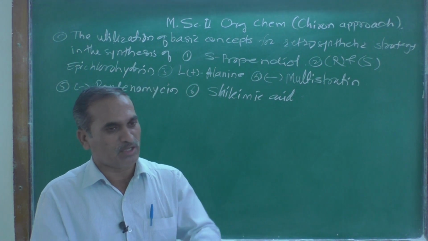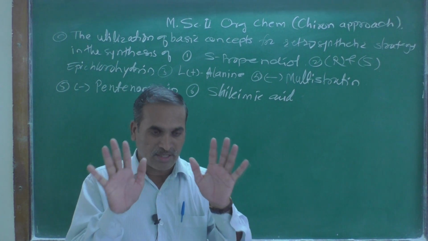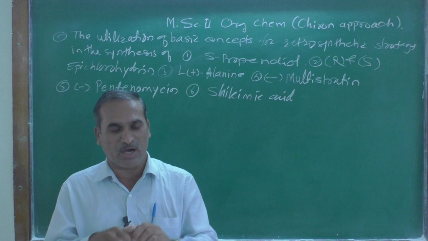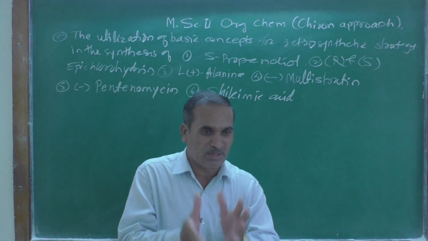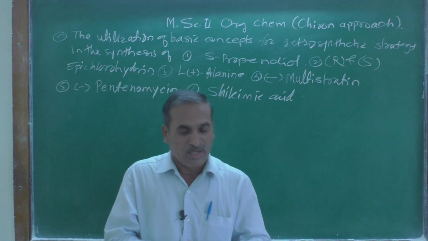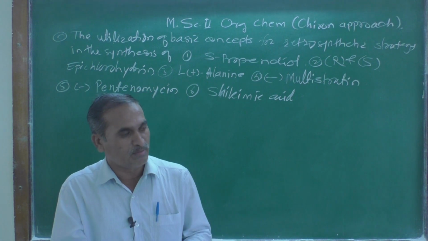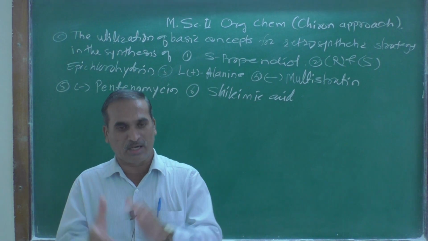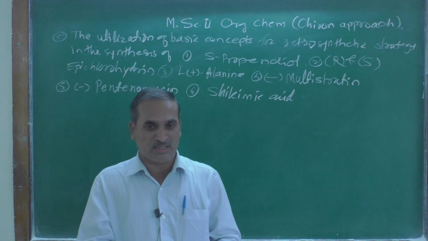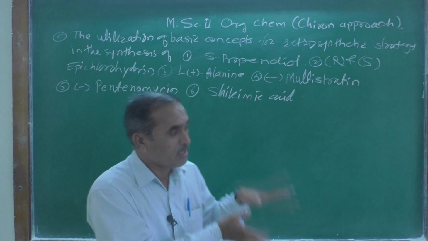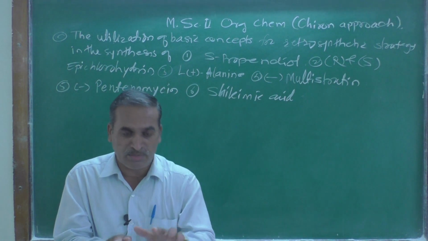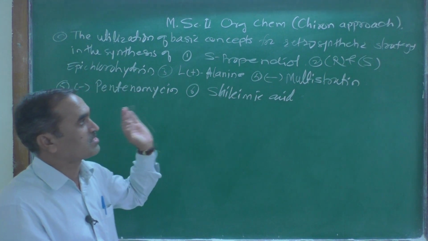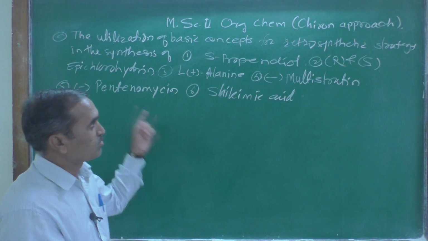So let us begin with the first one, the target molecule, as we know this is called a TM or target molecule. What does it mean? Target molecule means the molecule whose synthesis is being planned. In general retrosynthesis analysis also, but here, applying the Chiron approach, we are going to see there are 6 target molecules.